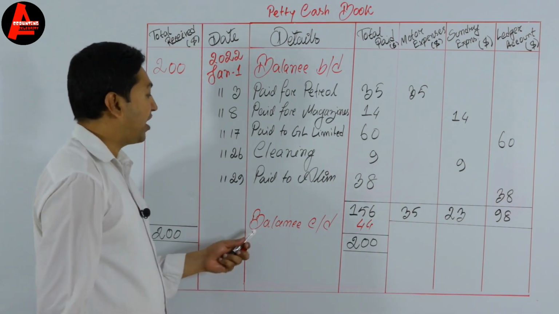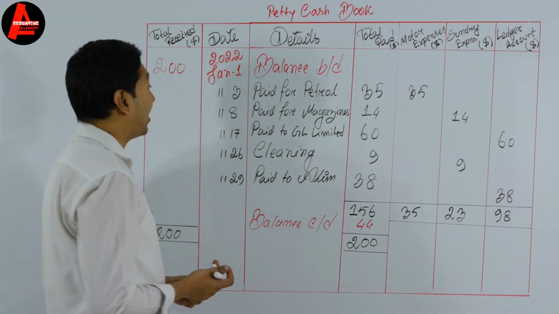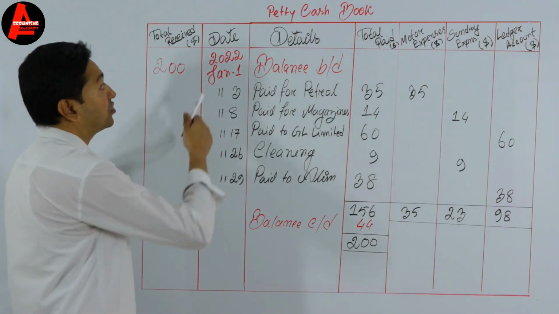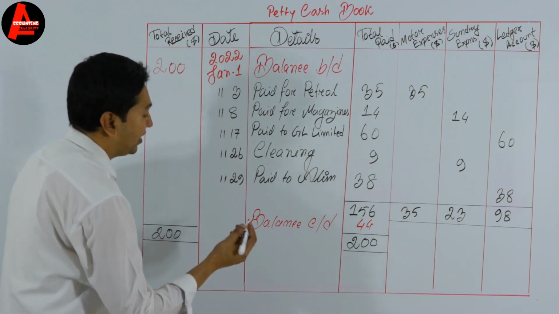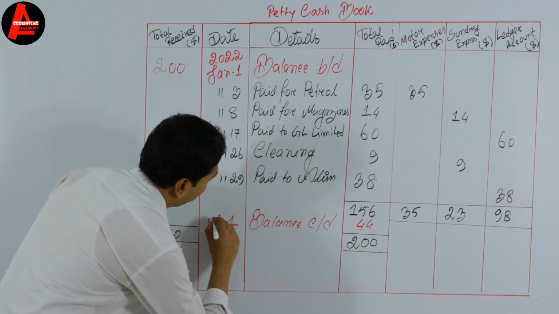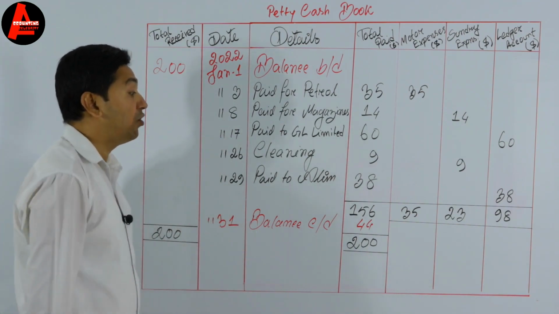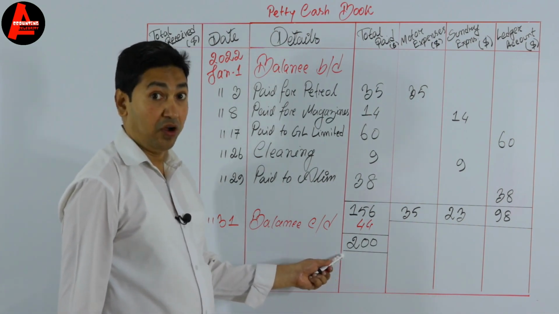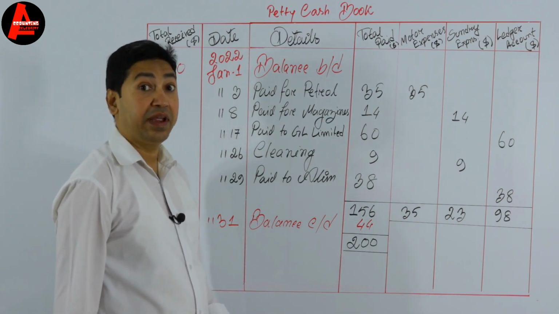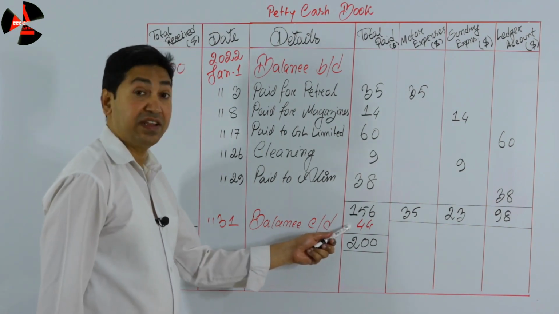Okay, so what is the date for balance CD? The date will be the last day of the month. So here 1st January, last day is 31st. So let us write here January 31st. Don't forget the balance CD will be above the total. Okay, and then balance BD will be below the total. Okay, so this is our balance CD.